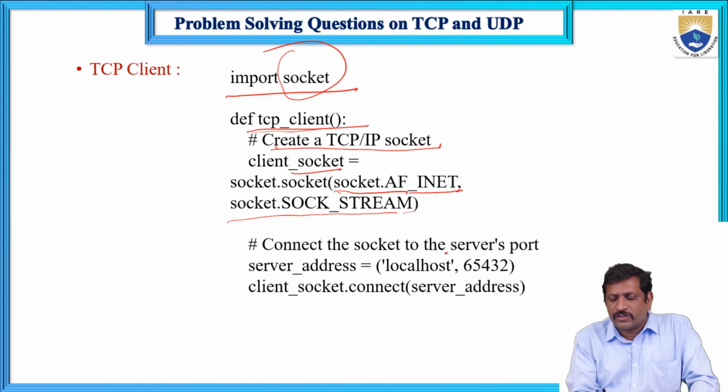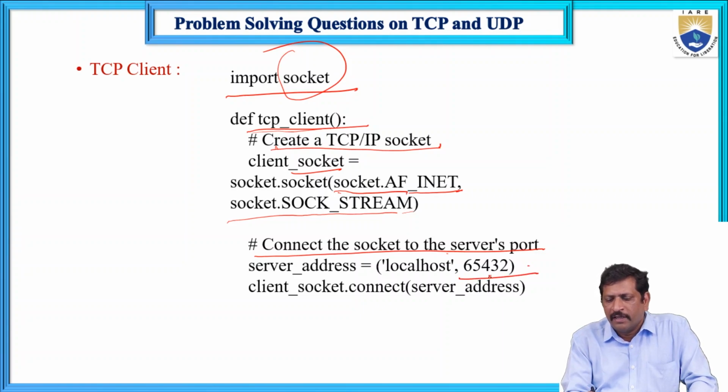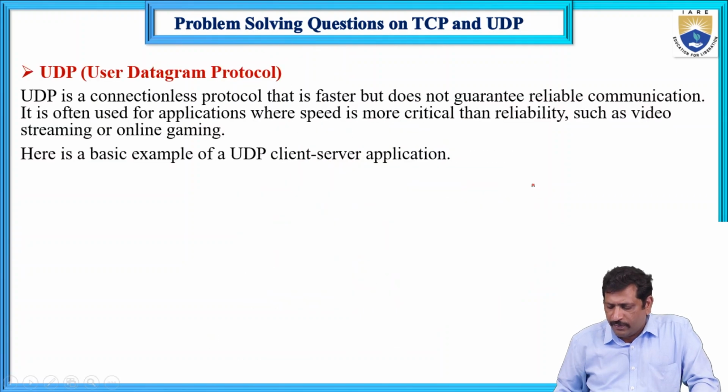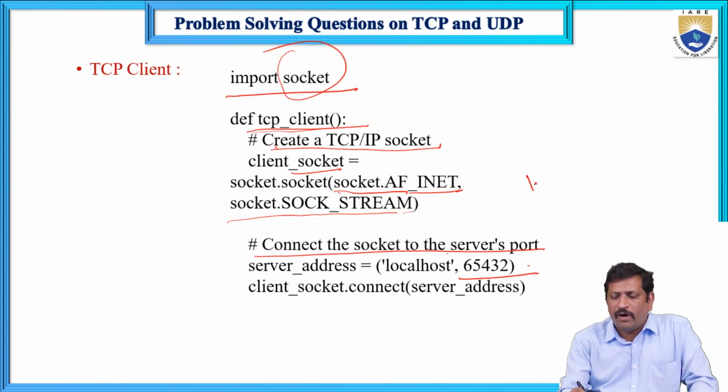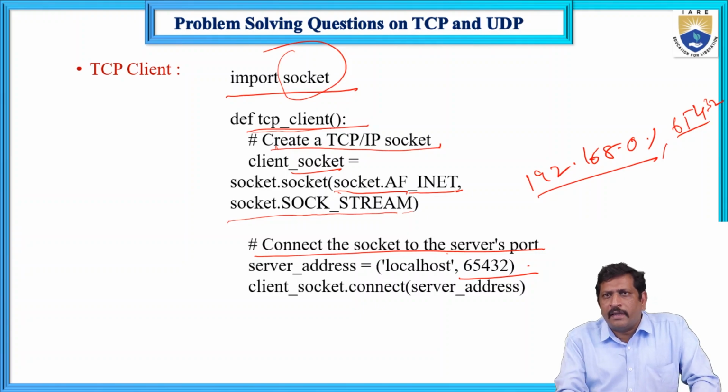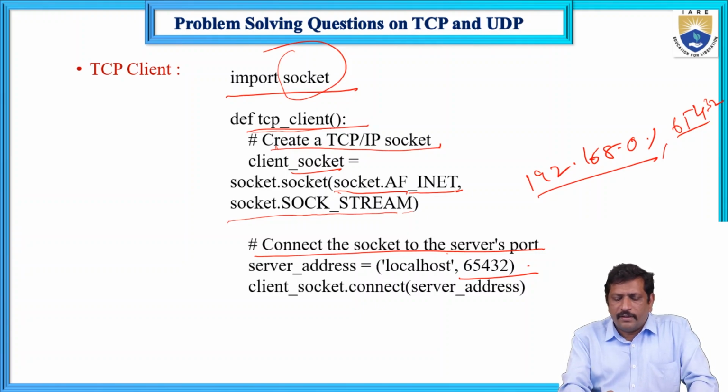That means connecting the socket to the server port. Whatever server port we are utilizing, the socket can be connected to that server port. That server port number is 65432. With the help of this server port number and the IP address of the server, 192.168.0.1, which is the address of the server, and the port number 65432, the connection can be made at the client side.